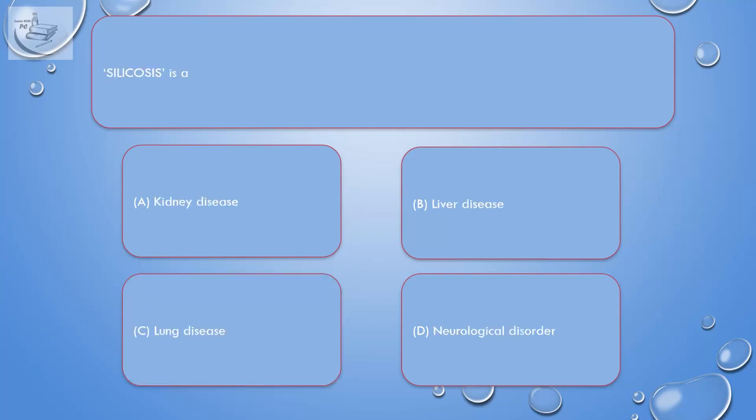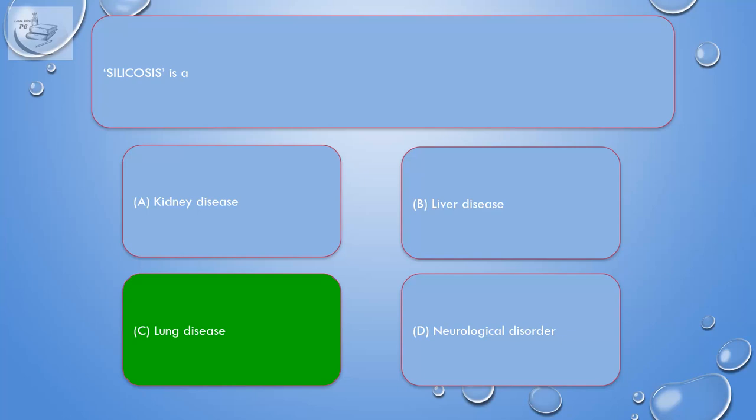Question: silicosis is a A. Kidney disease, B. Liver disease, C. Lung disease, D. Neurological disorder. Correct answer is C. Lung disease.